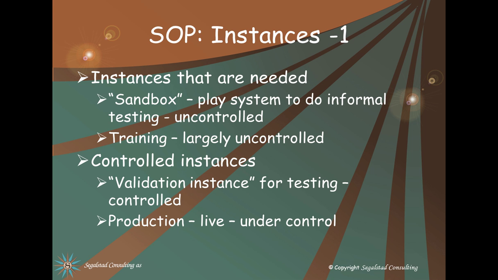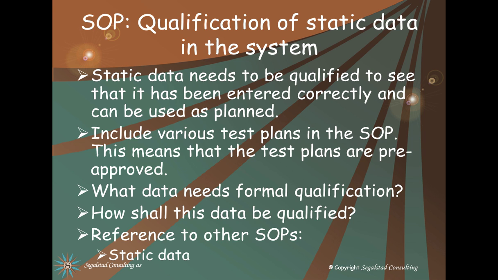I talked about earlier that we might have more than one instance of the LIMS database. We need at least the sandbox, and we may need the training. These are largely uncontrolled, but we also need at least 2 controlled instances, the validation or testing instance and then the production or live instance. They both need to be under control.